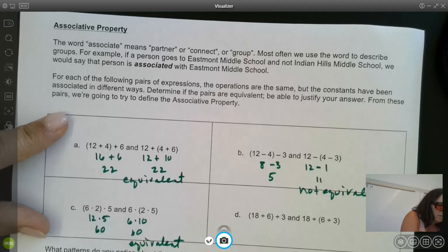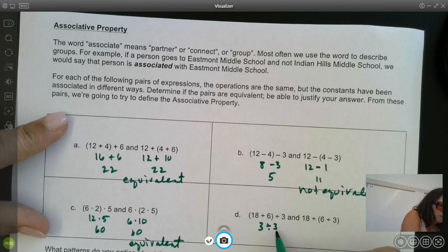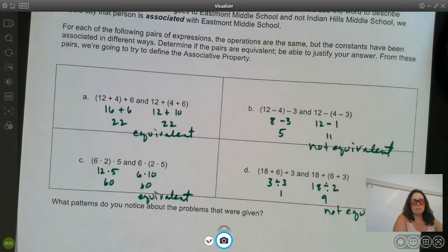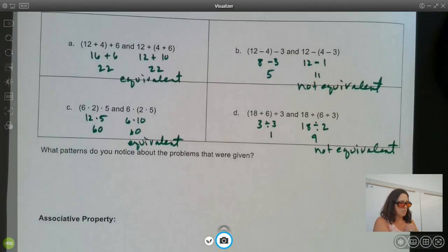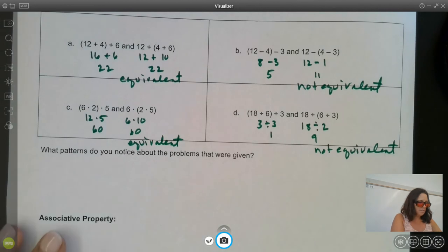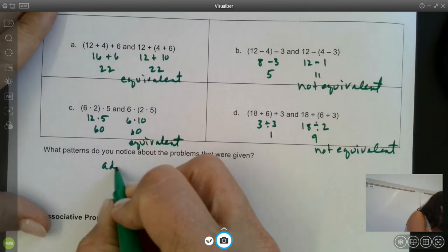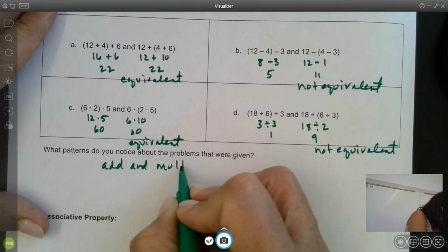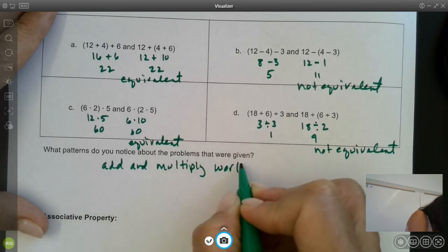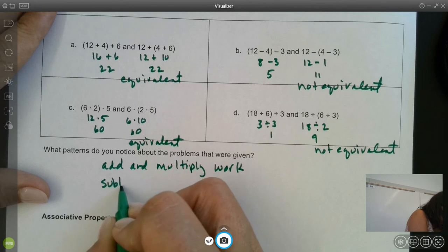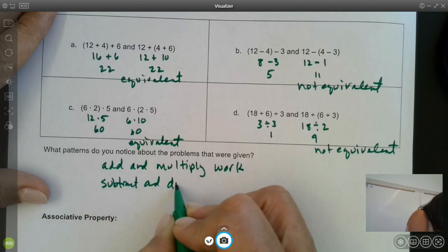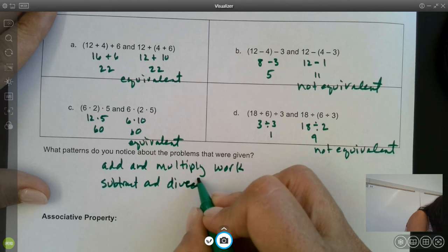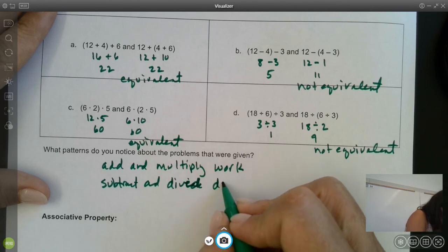This would be 3 divided by 3, which is 1. And this would be 18 divided by 2, which is 9, not equivalent. Oops, sorry guys, I have to move that up. Not equivalent. Okay, so the patterns that I'm noticing again are: add and multiply work; subtract and divide don't work.